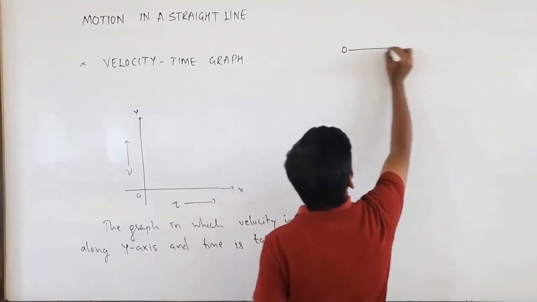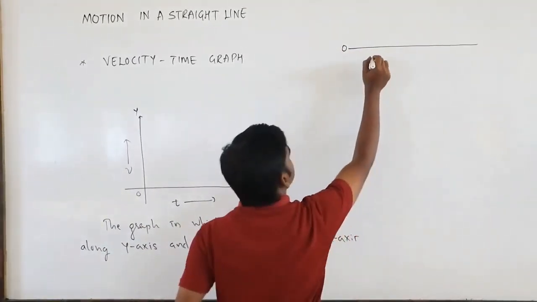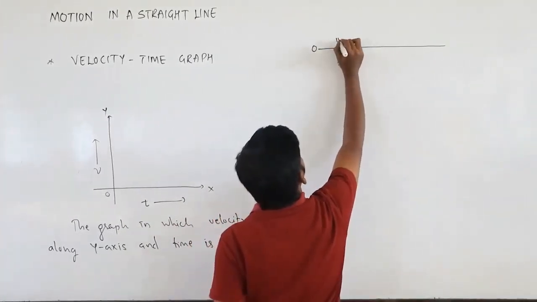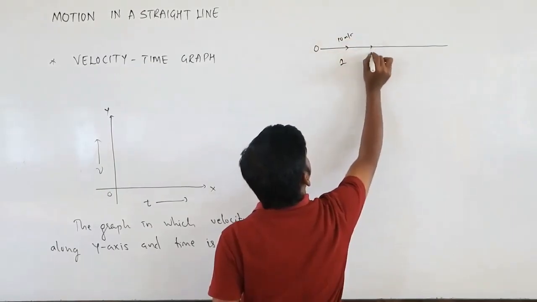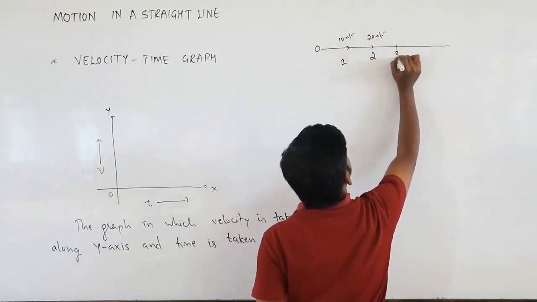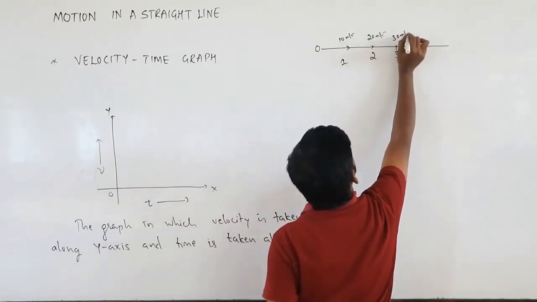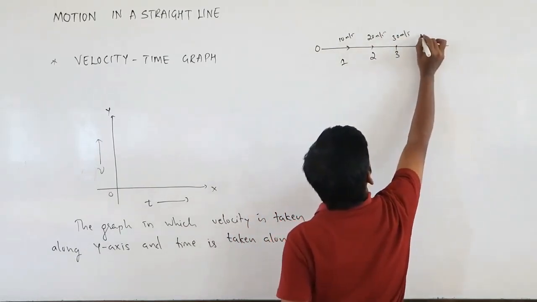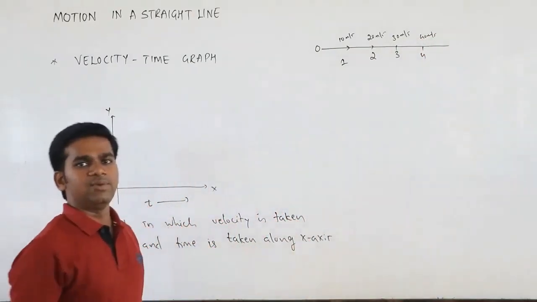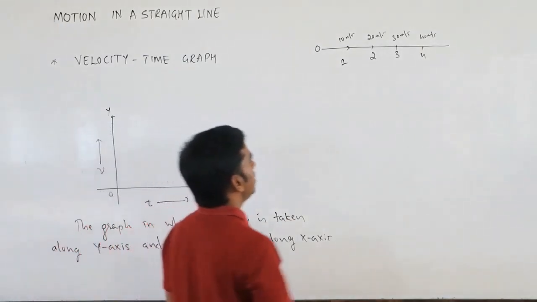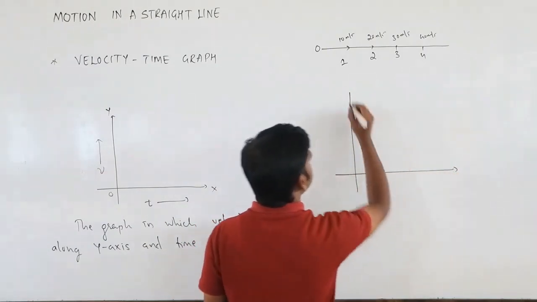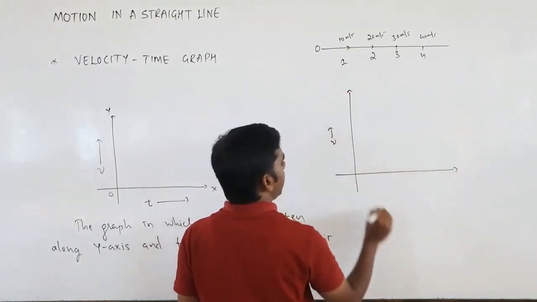For example, here is the origin. A particle starts moving. After 1 second its velocity becomes 10 meters per second. After 2 seconds its velocity becomes 20 meters per second. After 3 seconds, 30 meters per second. After 4 seconds, 40 meters per second. It means it is accelerating. Velocity is increasing. Now if I plot the graph of velocity versus time.